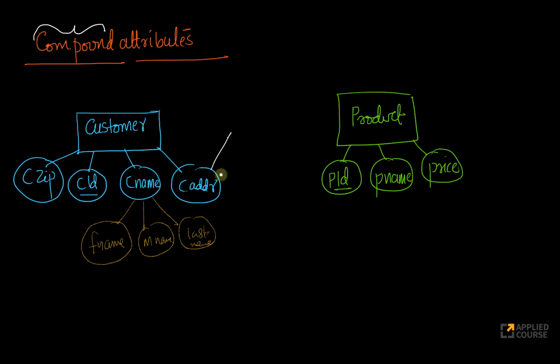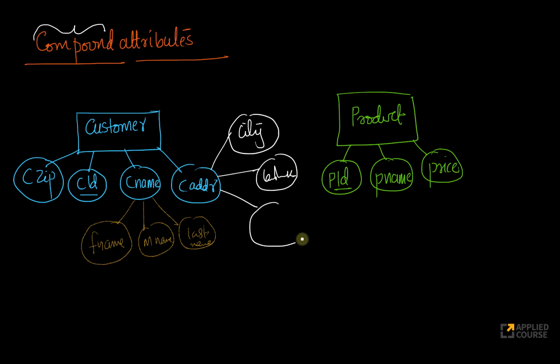Similarly, address itself can be thought of as a compound attribute, right? For example, address can have, let's say, city. Address can have landmark. Address can have things like road number or building number. So it could have all of these pieces.